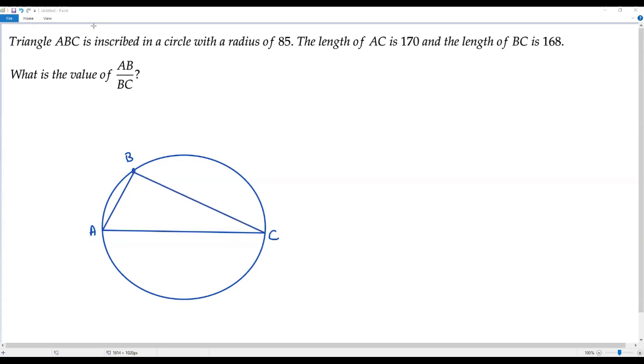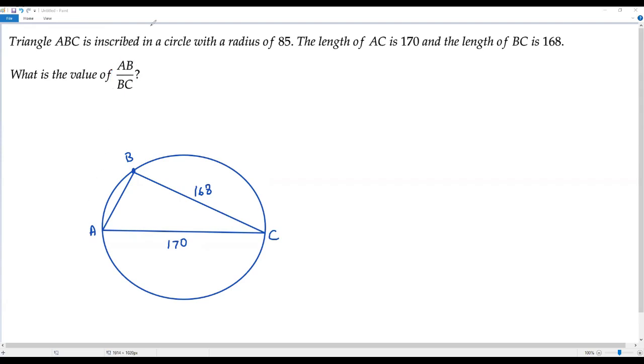Okay, now we have the length of AC, that is also the diameter, that is 170, and the length of BC is also given in the question, that is 168. So now our aim is to get the length of AB. Once we get the length of the side AB of the triangle, we'll be able to get the value of this fraction AB over BC.